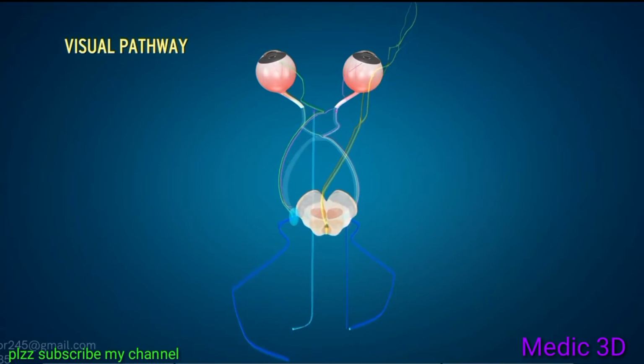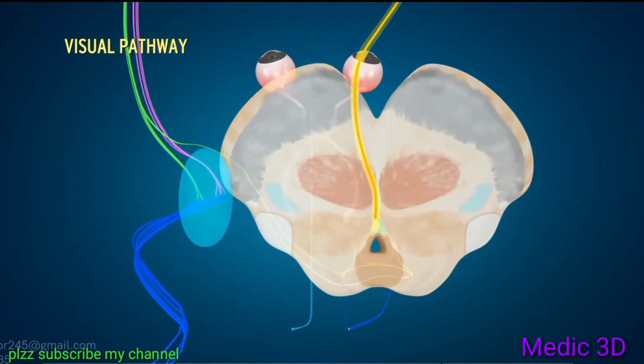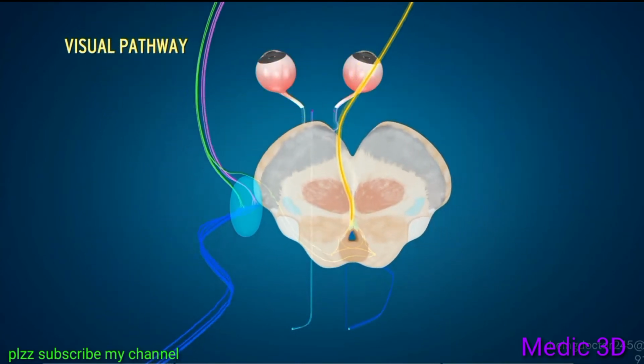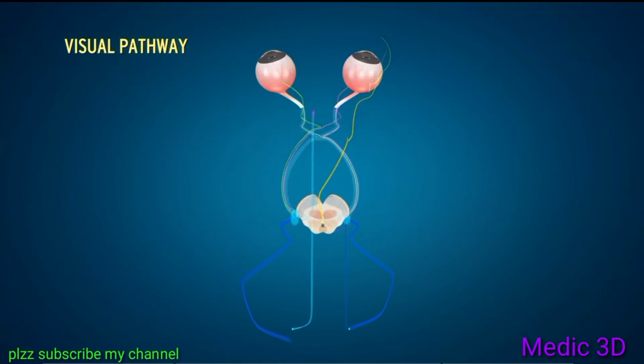In addition to the above, some of the optic tract fibers bypass the lateral geniculate body and reach pretectal nucleus of both the sides present in midbrain. Role of these fibers is essential for reflex changes in pupil, observed when a beam of light is suddenly thrown on eye.